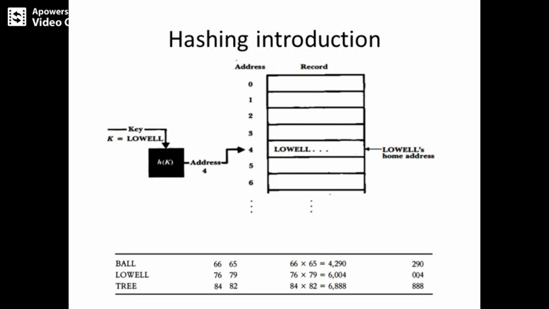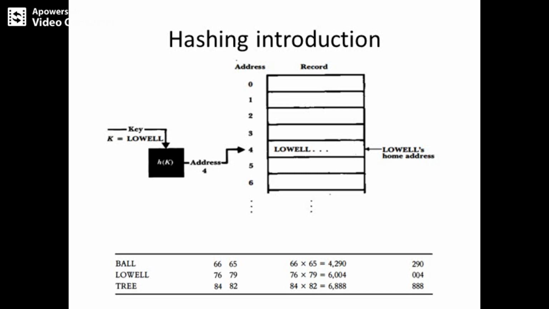What exactly is hashing doing? You will be having a particular key, and using that key you are going to find out a home address for that particular key using some function h of k, and that home address will be considered, and that key will be copied over to that home address. Key along with the record will be copied over to the home address.